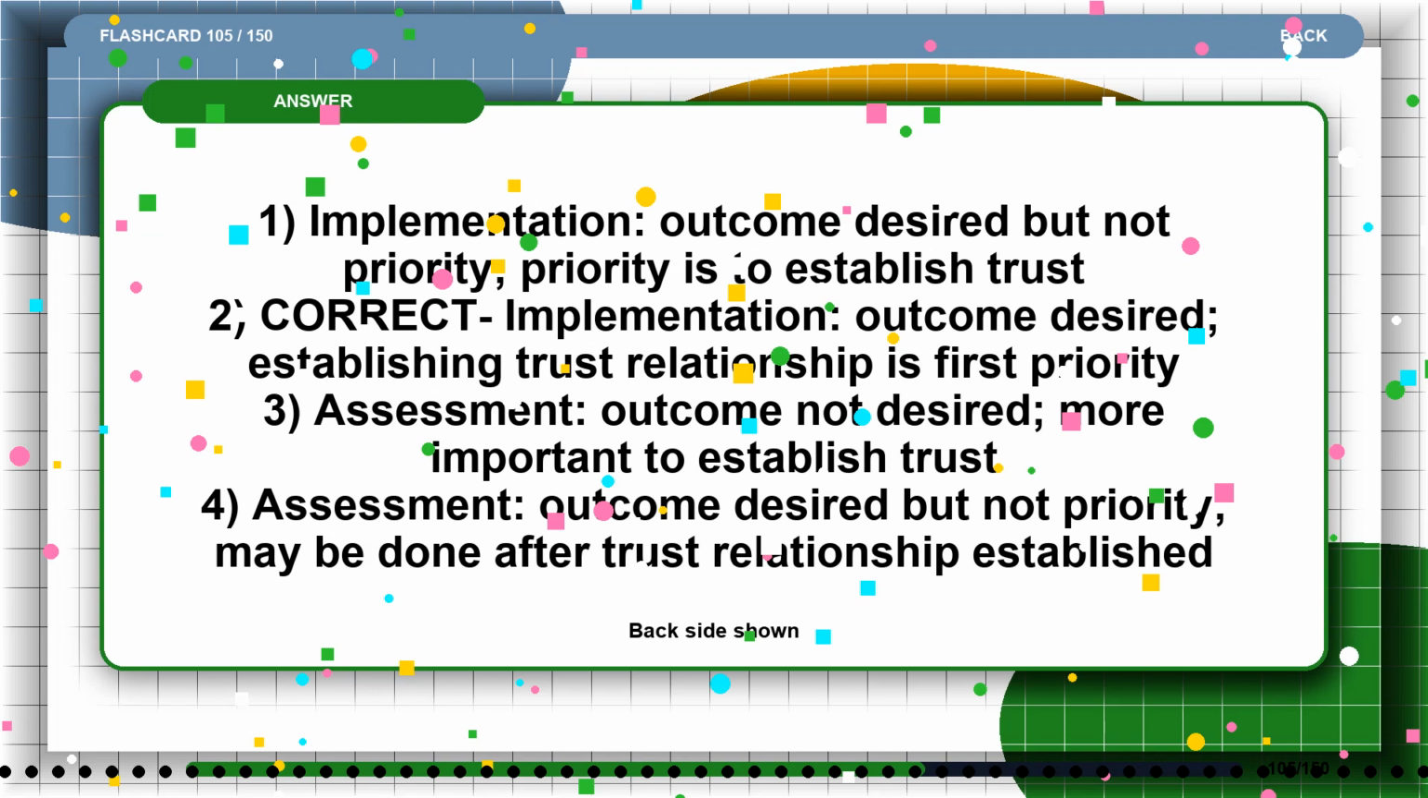The answer is 1. Implementation. Outcome desired, but not priority. Priority is to establish trust. 2. Correct implementation. Outcome desired. Establishing trust relationship is first priority. 3. Assessment. Outcome not desired. More important to establish trust. 4. Assessment. Outcome desired, but not priority. May be done after trust relationship established.